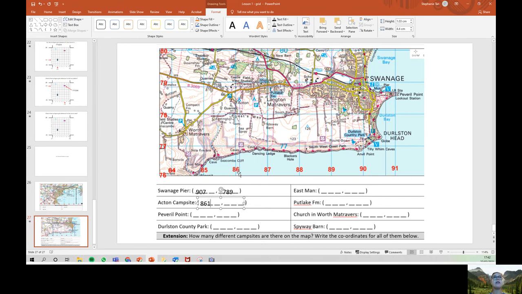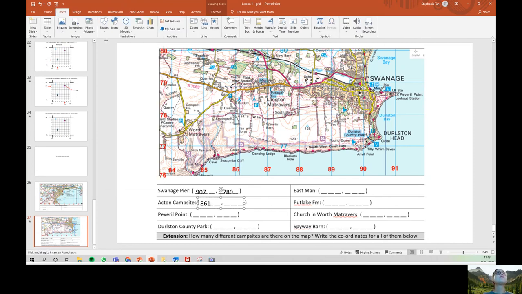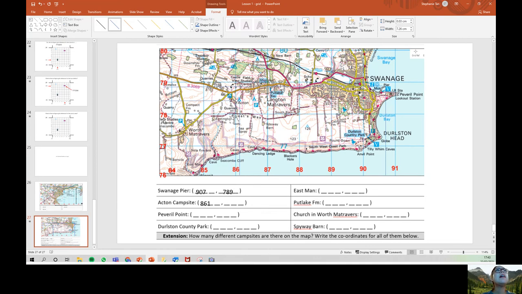861, because it's very close to 86. And if I imagined drawing my 10 lines there, I think that would probably be around the 1, or maybe even the 2. And then I need to draw my horizontal line from the campsite to meet the y-axis. And I would say that that is not quite halfway. So I would say that that is 784. So here we go. I would then write 784. And there's my six-figure grid reference for Acton campsite.